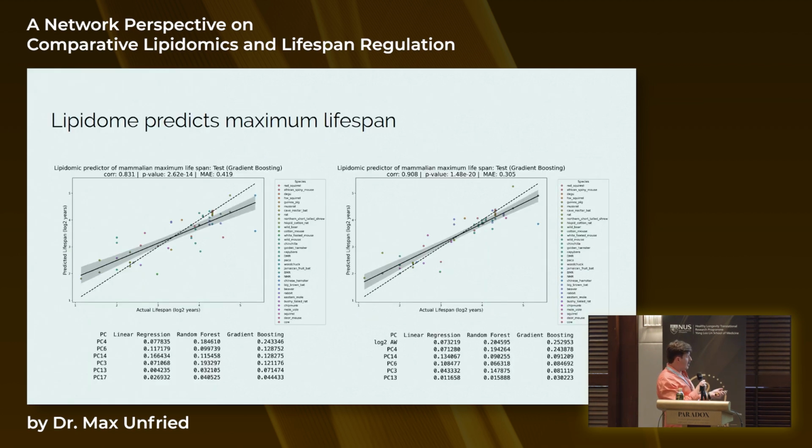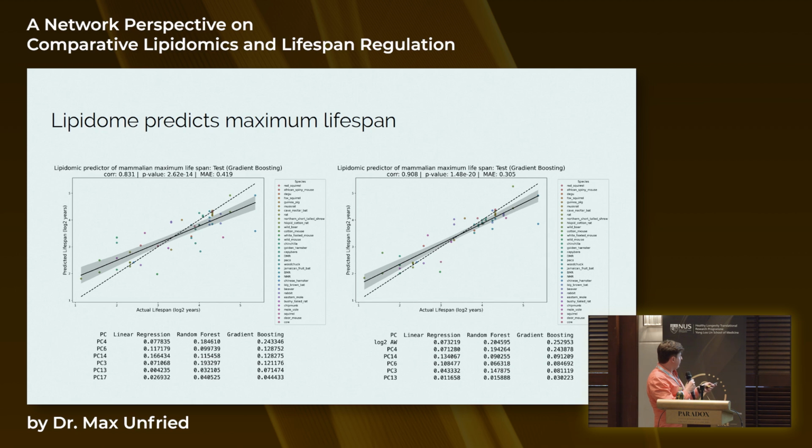And if we take now those 4 principal components and train the model and say, hey, based on those principal components, so based on your lipid profile, can we actually estimate the maximum lifespan of the animals? And we did that, and it's actually surprisingly good correlation between the actual lifespan and the predicted lifespan. If we only use the lipid profile, if we also add the adult weight in it, it's getting even better.